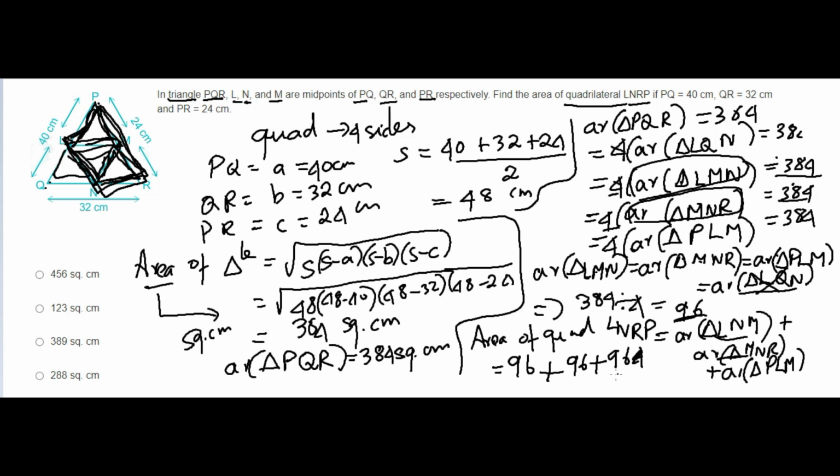So totally, the answer you will get is 288 square centimeters. So automatically the answer will be 288 square centimeters. You understand? Because each triangle corresponds to 96, 96, 96, but we don't want LQN, because LQN is already out of the quadrilateral. That is the only thing.